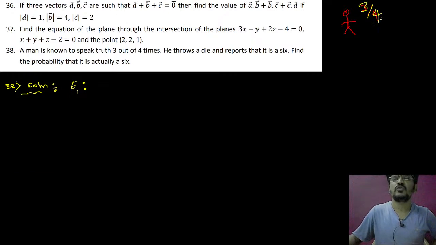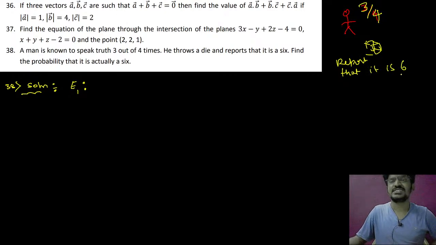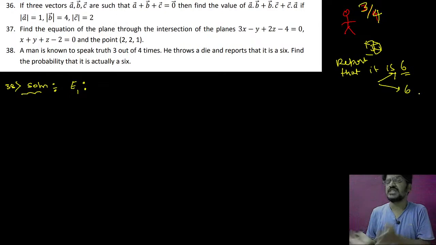3 out of 4 times he speaks the truth. He rolls the dice and reports that it is 6. Now we have to find the probability that it is actually 6. That means he is telling 6 and it has also occurred 6, and he is also speaking truth. That we have to find.